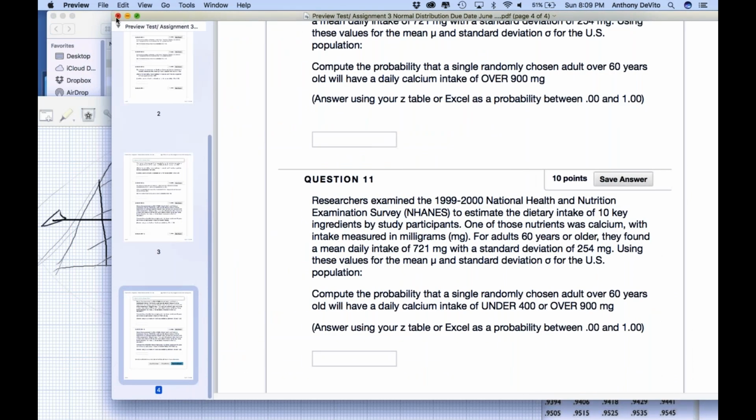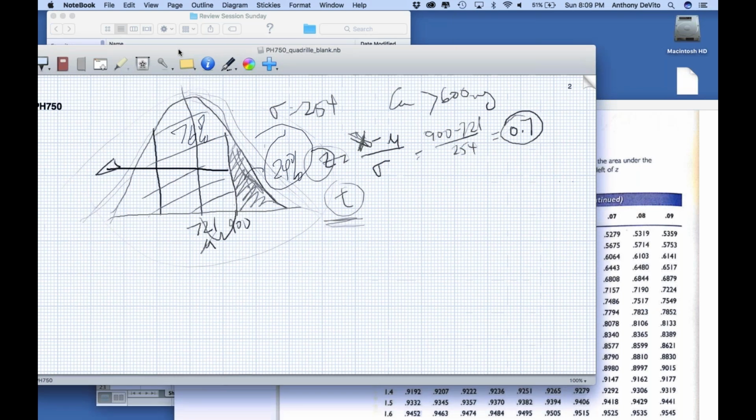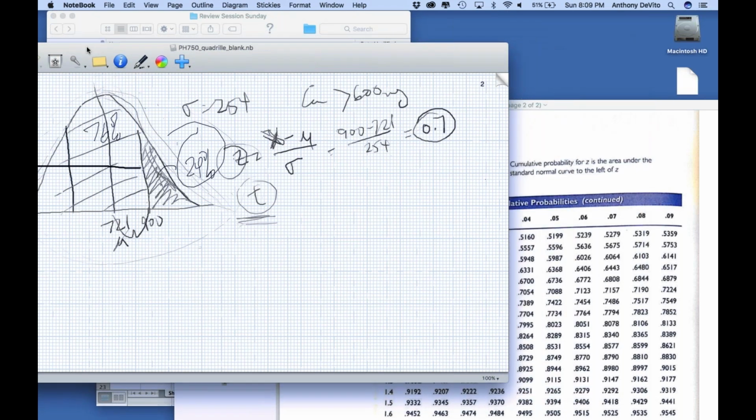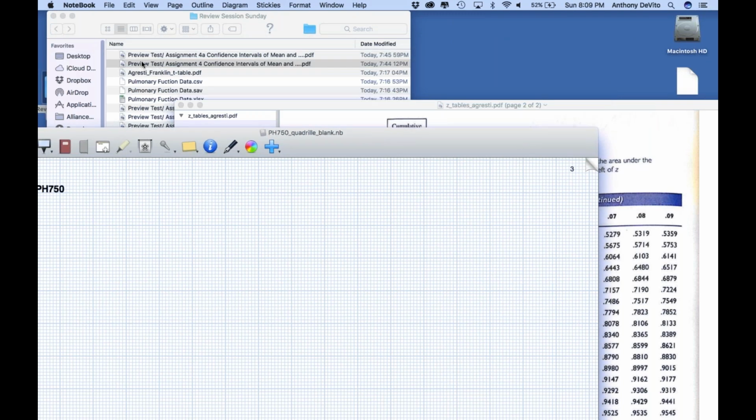So we're probably not going to see much of that on the test tomorrow, but just so we understand that back then, for exam 1, we were dealing with population distributions. Now we're dealing with sample distributions. So I'm going to open number 4.